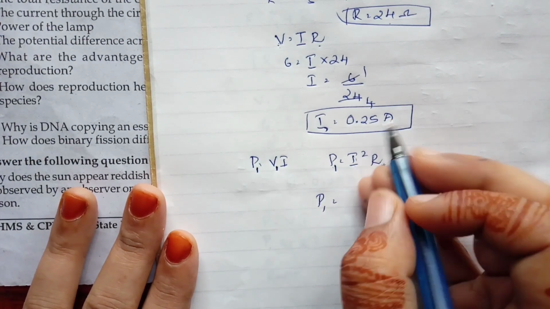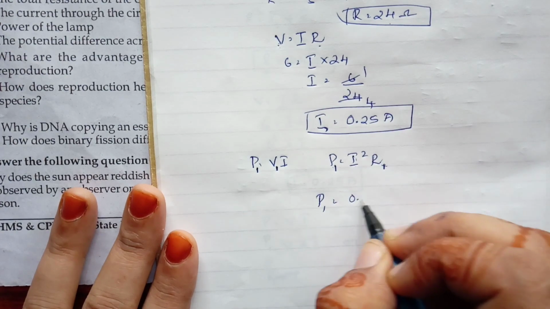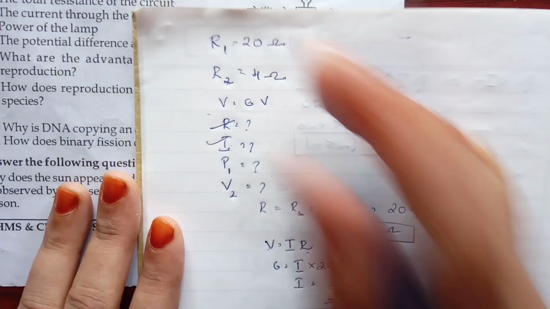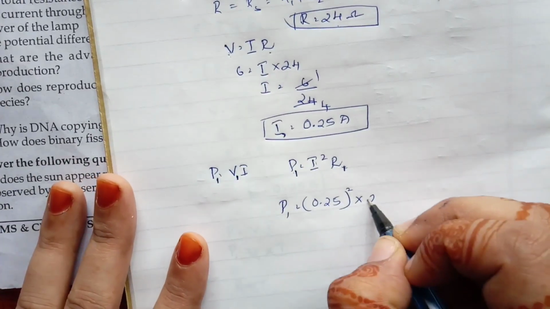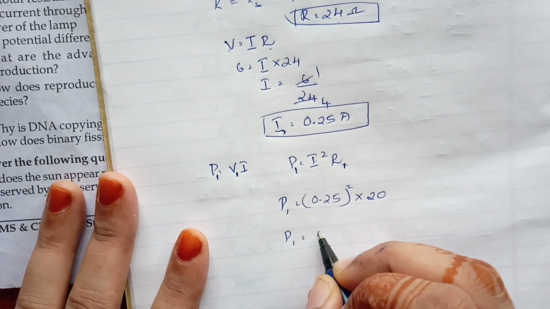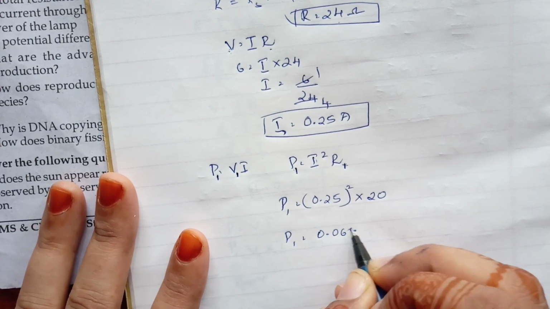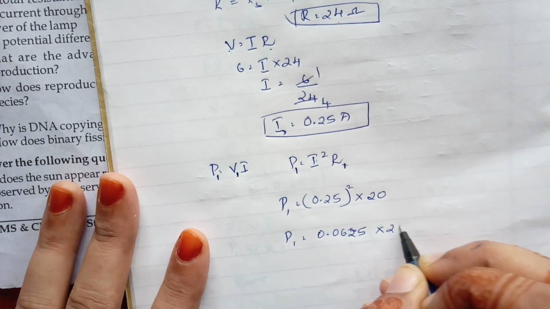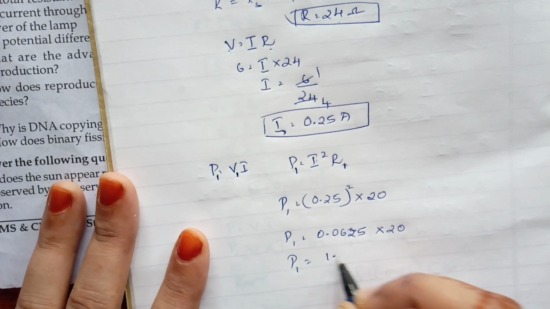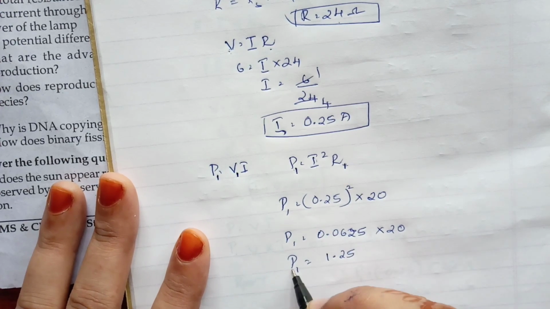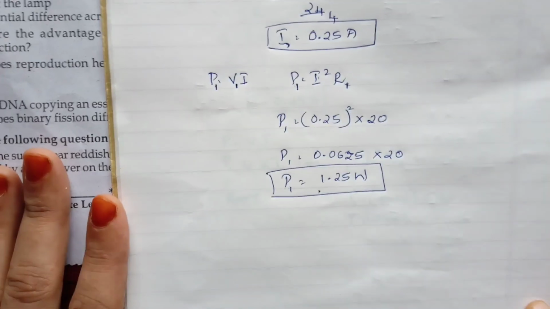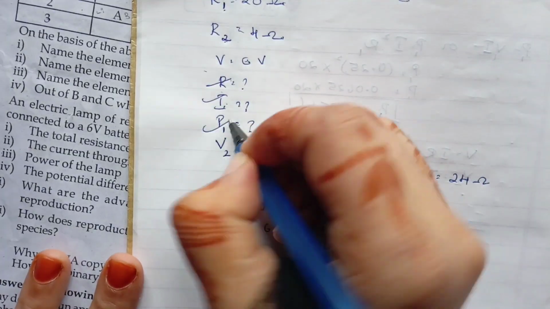P1 is equal to I, which I have already found as 0.25, whole square, into my R1 value, which is 20. Now 0.25 square is nothing but 0.0625, into 20. If I multiply this, I'm going to end up with 1.25. The unit for power is watt. Okay, so now my P1 is down.